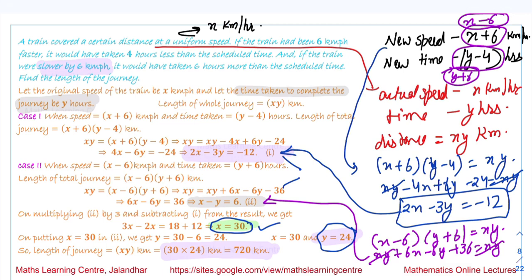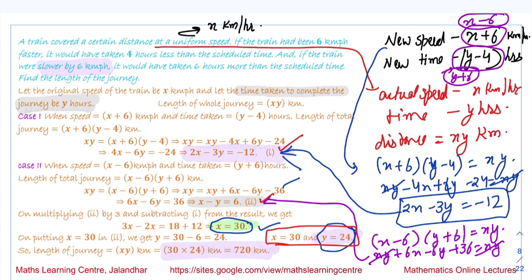So it is up to you how you solve these two equations. You can use any of the methods that we have discussed. You can solve by substitution, elimination, cross multiplication, whatever method you want to use. You can try this on your own, and you will get these answers, that x is equal to 30 and y is equal to 24.